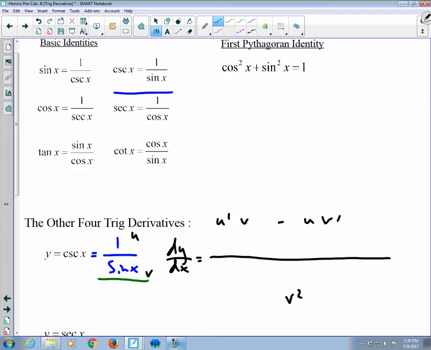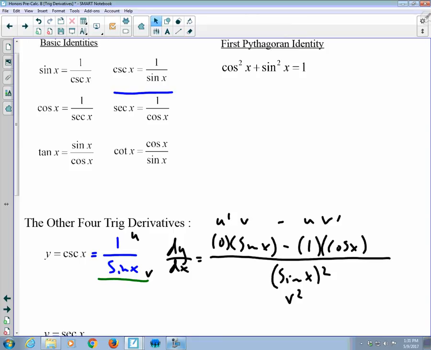So what that gives us is the derivative of 1 as 0, times our denominator, sine x, and then minus, and now our u is 1, and the derivative of our denominator, the derivative of sine, is cosine x. And that's all over our denominator, sine x squared. Now we're going to simplify this down so that it's in a form that's easy for us to use to determine the slope of cosecant at any particular x value.